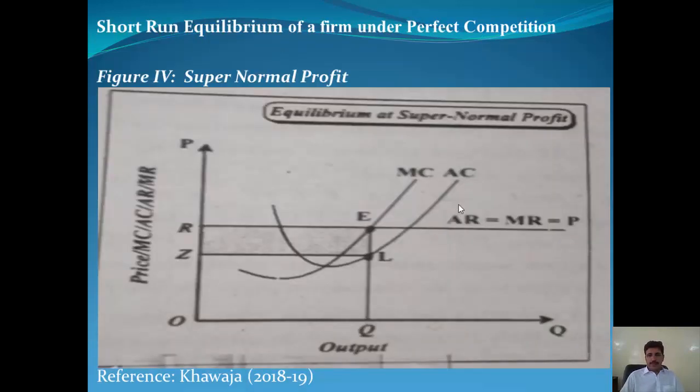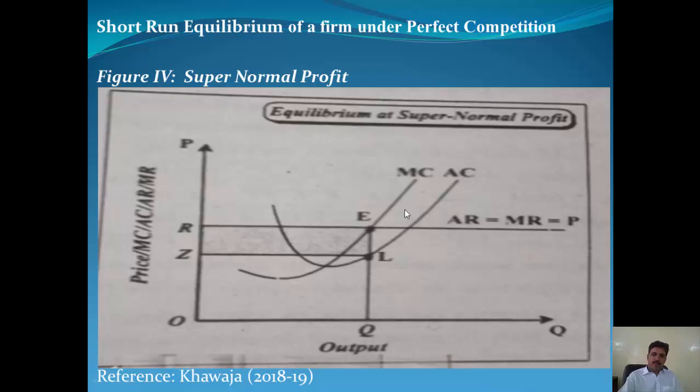We can have different cases so far as profit or loss is concerned. First we come to supernormal profit. In this particular diagram, we have measured the price and revenue on the y-axis and the quantity on the x-axis. The AC is the average cost curve, MC is the marginal cost curve. This straight line parallel to the x-axis is AR is equal to MR is equal to P. You know that in perfect competition, the average revenue curve and marginal revenue curve are the same and parallel to the x-axis. So dear students, let's see where the equilibrium point is. We search the MC. Yes, the MC cuts MR at point E. So E is said to be the equilibrium point.